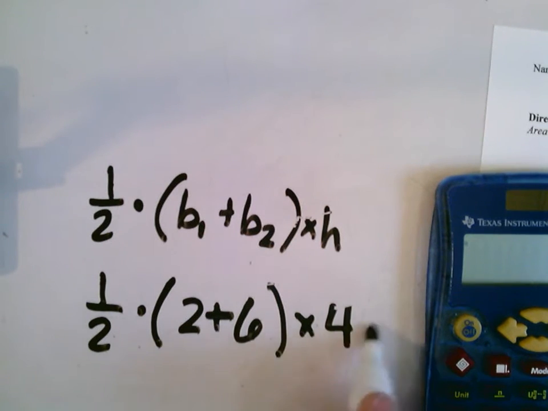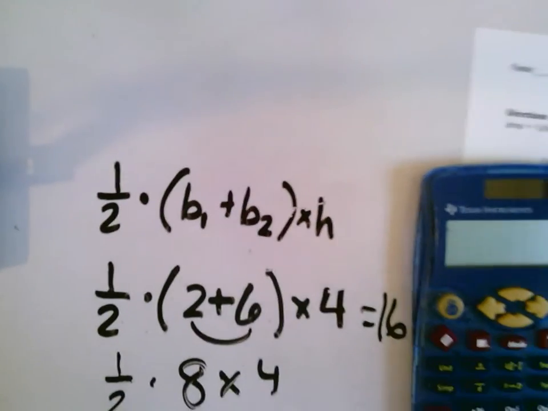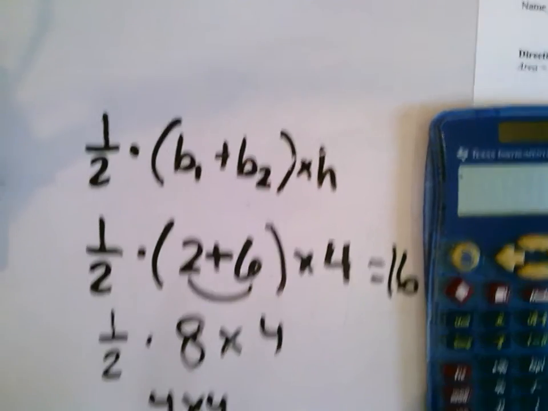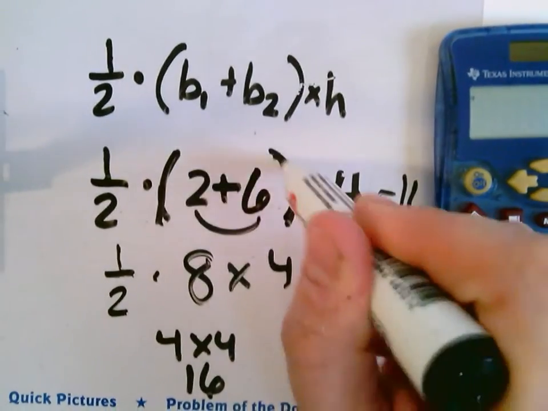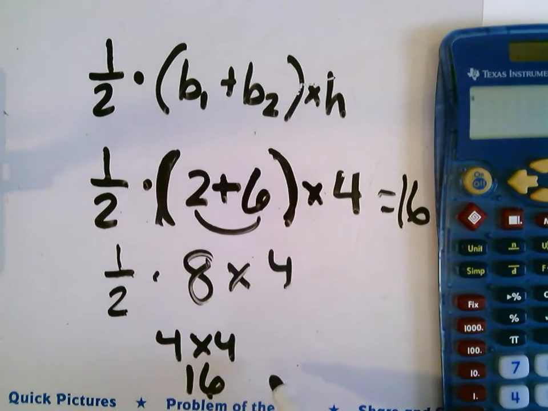So I can say that all equals 16, or I can add my 2 and my 6 together first and do 1/2 times 8 times 4. 1/2 of 8 is 4. 4 times 4 is 16. So either way, I get the same answer. I can put it all in my calculator, but make sure you use the parentheses if you're going to put the whole thing in. Or you can add that together first and then put this in your calculator and still get 16.